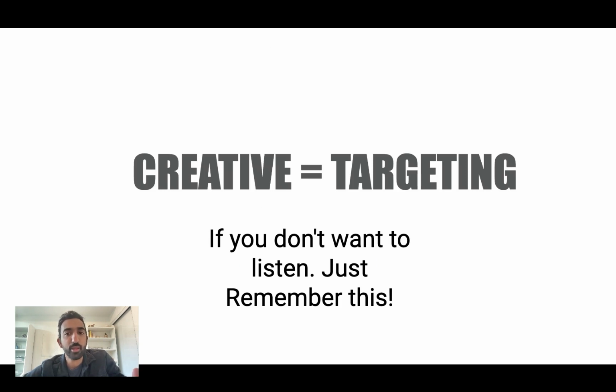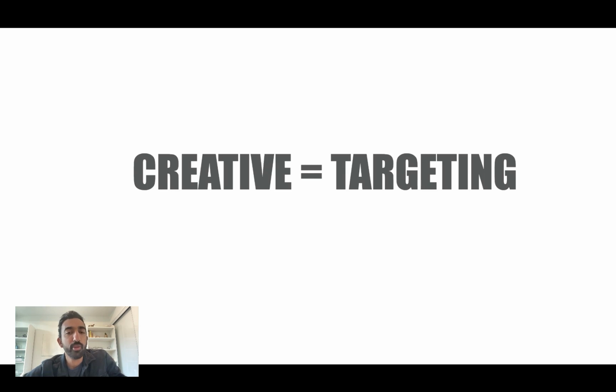Meta is basically super broad right now. Even if you choose certain interests or lookalikes, it's going to go beyond that and essentially target a broad audience. So the way to target people that you're interested in is to make the creative resonate with each audience bucket. So the creative does the targeting.